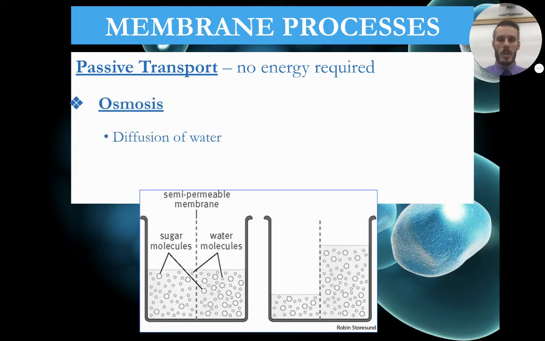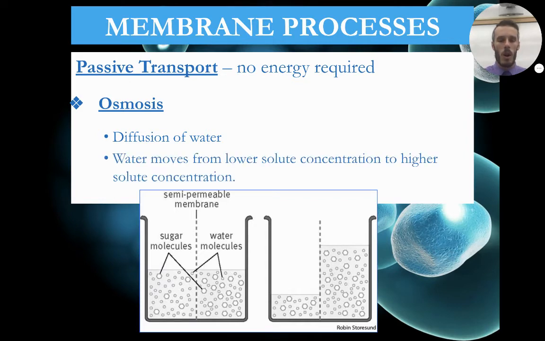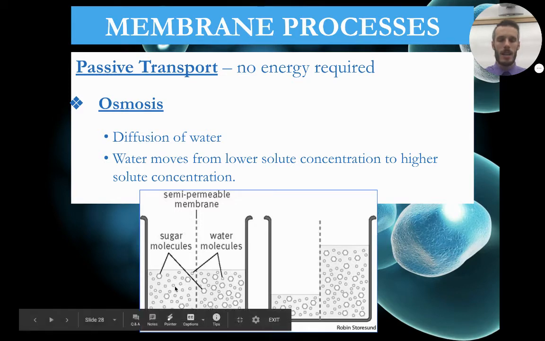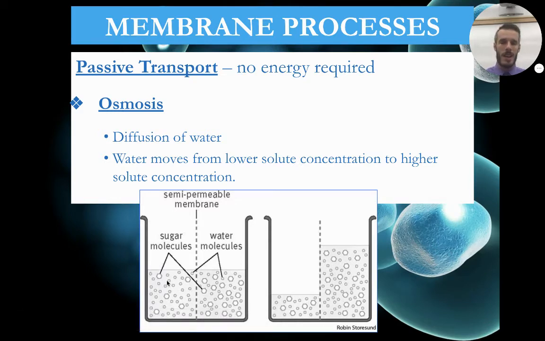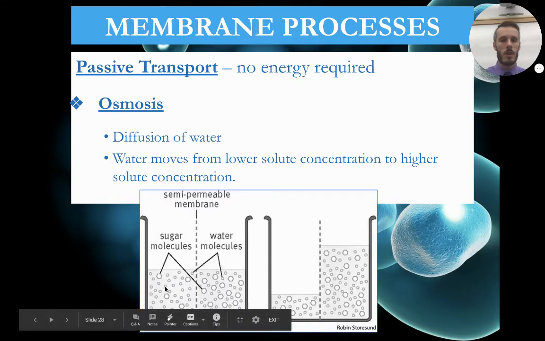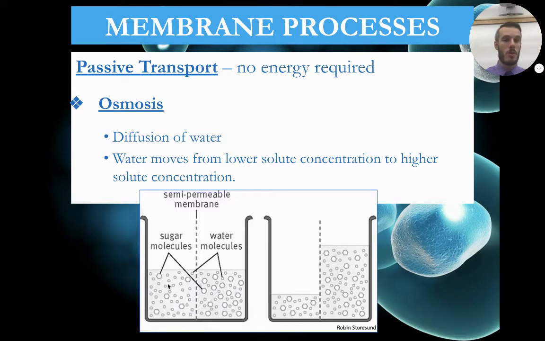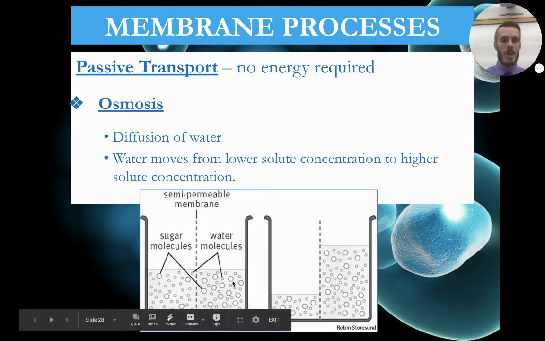Finally, we have osmosis, which is simply the diffusion of water. Water works a little bit differently in some ways, because water is going to move from the side of low solute concentration to higher solute concentration. So on one side, we have a larger proportion of water to solute than we do on the other side. So the water is going to move to the other side so that it balances out that concentration.